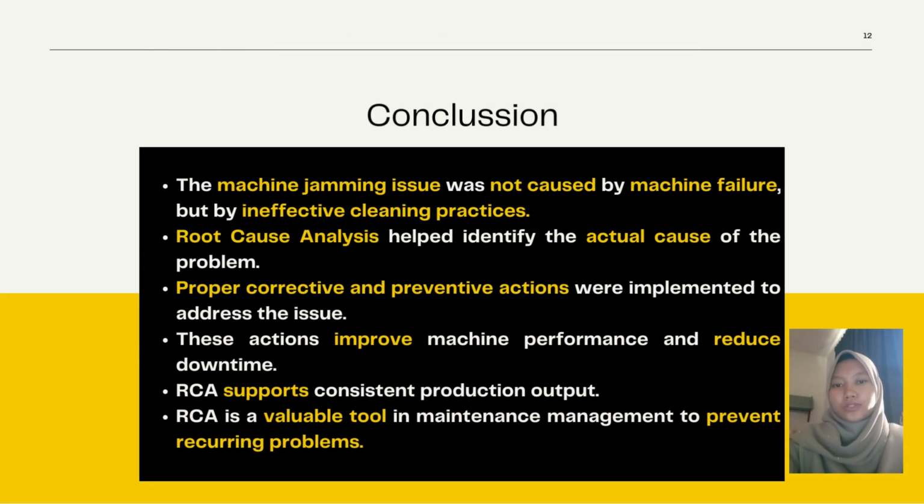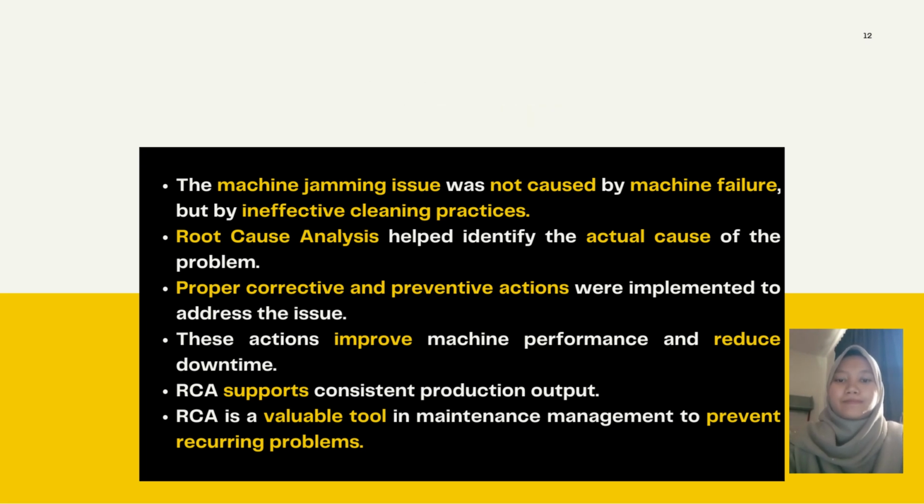So this is the conclusion. In conclusion, this 5 Whys RCA study shows that machine jamming was not caused by machine failure, but by inadequate cleaning practices. By applying root cause analysis, the real problem was identified and addressed using proper corrective and preventive action. This approach helps improve machine performance, reduce downtime, and support consistent production output. RCA is a valuable tool in maintenance management and should be applied to prevent recurring problems in the future.